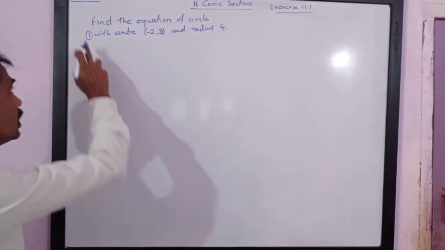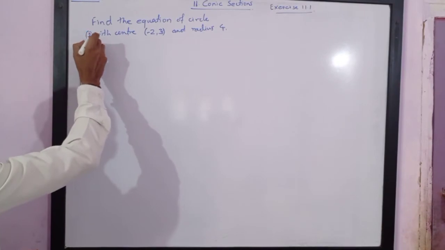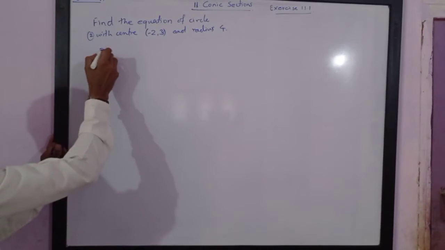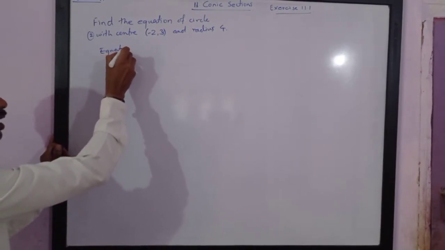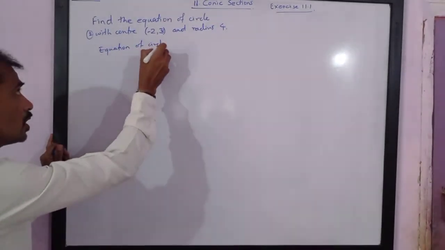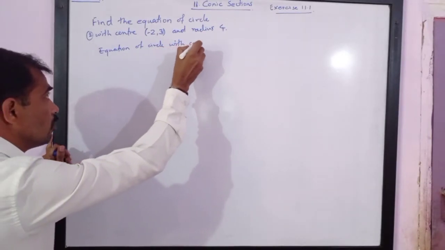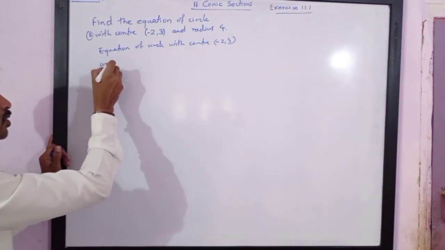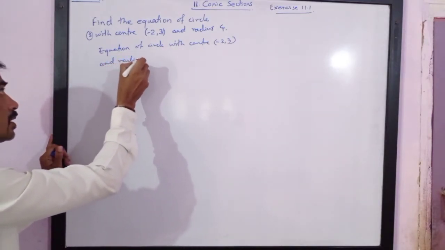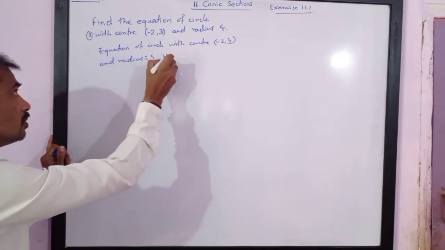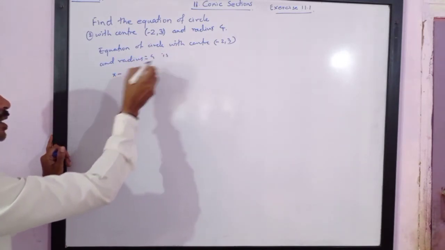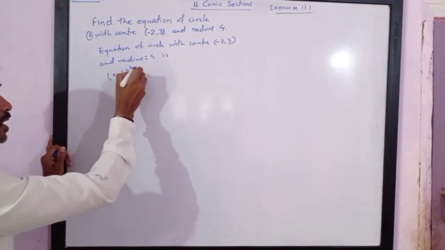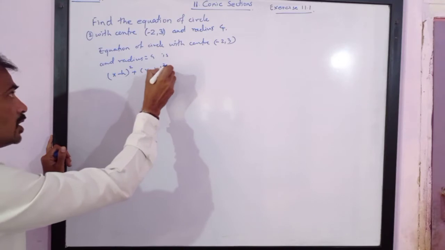Second sub question is: find the equation of circle with center (minus 2, 3) and radius 4. Now the equation of circle with center (minus 2, 3) and radius 4 is, we know the equation of the circle is (x minus h) square plus (y minus k) square is equal to r square.